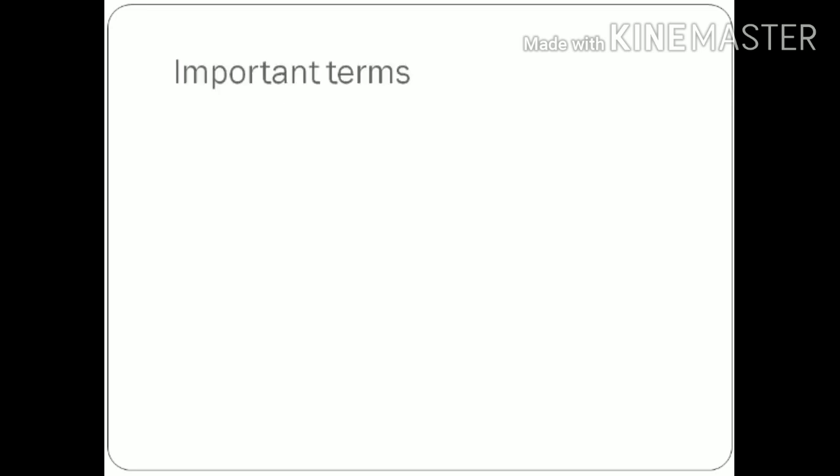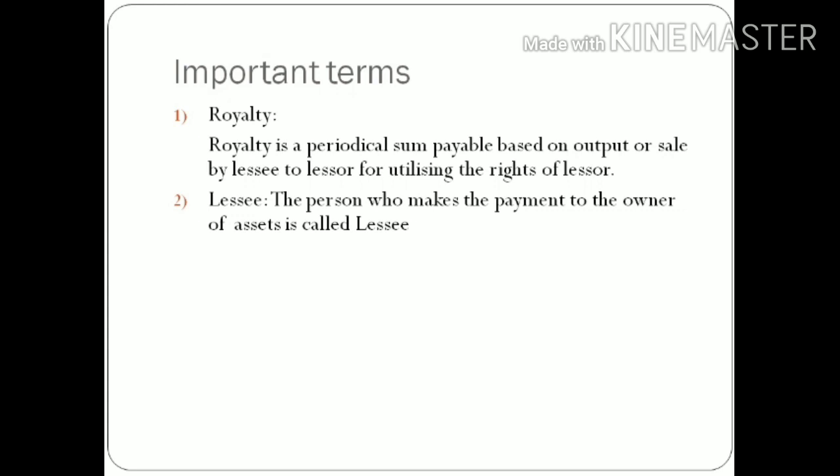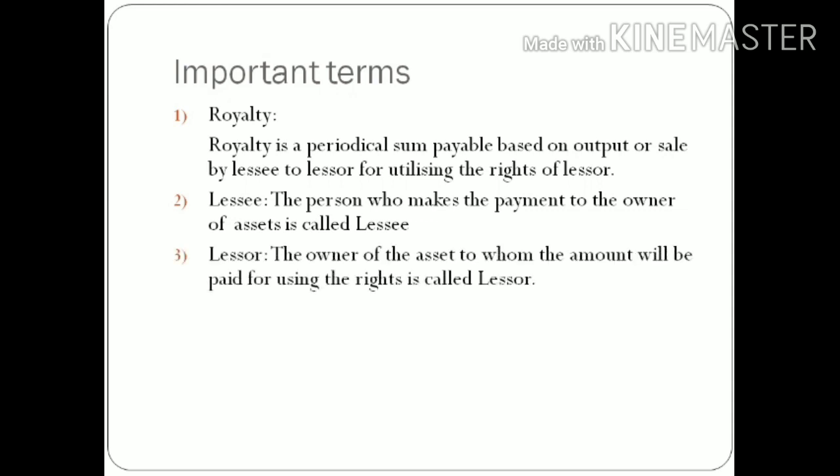Next, let us understand the important terms in royalty accounts. First one, royalty. Already I have said, royalty is a periodical sum which will be paid on a timely basis from one person to another person. Here, two persons are involved, that is lessee and lessor. The amount will be paid by the lessee to the lessor for utilizing the rights of the lessor. Who is the lessee? The person who makes the payment to the owner of assets. The person who has the rights, we will call lessor. One who is actually utilizing those rights, we will call lessee. Lessee is the person who should make the payment. Lessor is the person who will receive the payment for giving the rights to some other person.